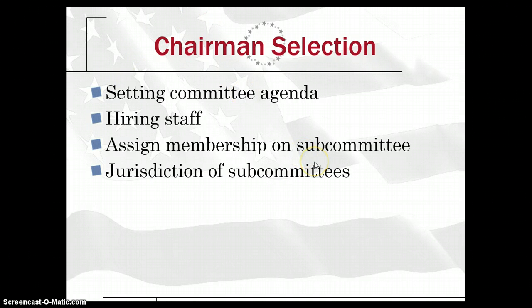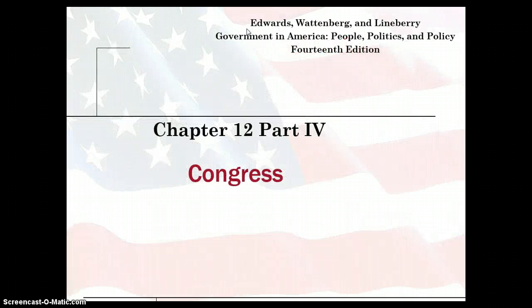Remember, there are only so many bills that you can hear. Bills can get stuck in committee. If the committee chairperson does not want to hear it, you don't have to put it on the agenda. So that's a big power right there. That's a great opportunity to stall a bill. Vice versa, you can certainly expedite a bill as well.